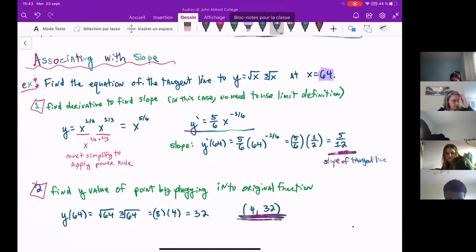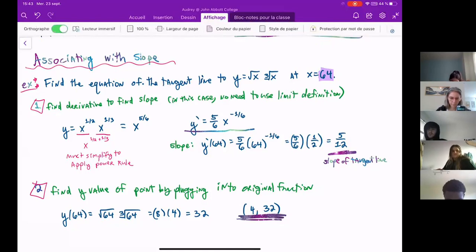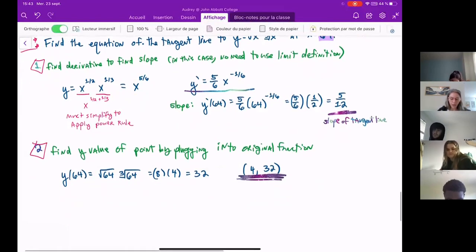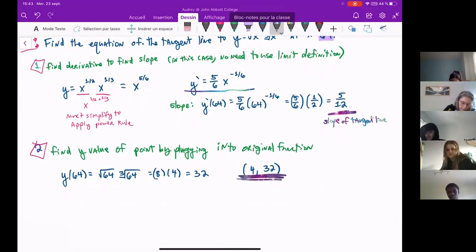So that's my point. You all know how to do the cubed root on your calculator. Anyone need help with the cubed root on the calculator? Okay, so our third step now is to find the line: plug in the point and the slope.